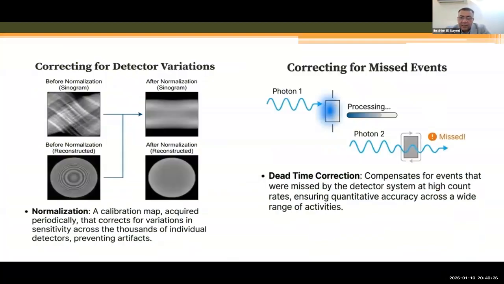artifact. And also for the dead time correction, the scanner will compensate for events that were missed. So if we have missed counts, the scanner will compensate for them and ensure the quantitative accuracy of the resultant image. Actually, it measures both the lifetime, which is the time when the detector was active, and the real time, and then applies the dead time formula to calculate the true count rate from the measured count rate.